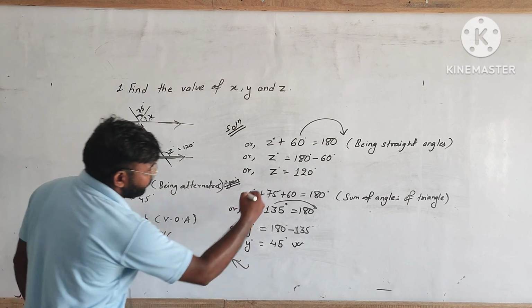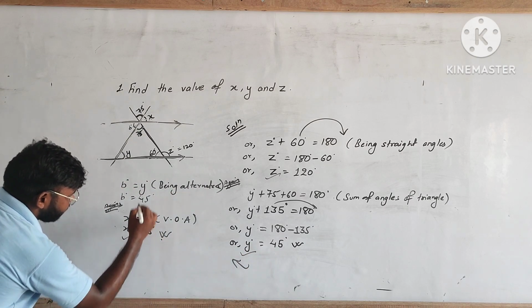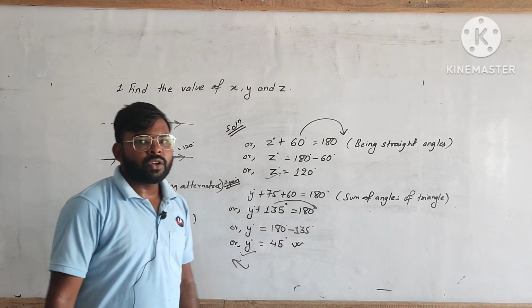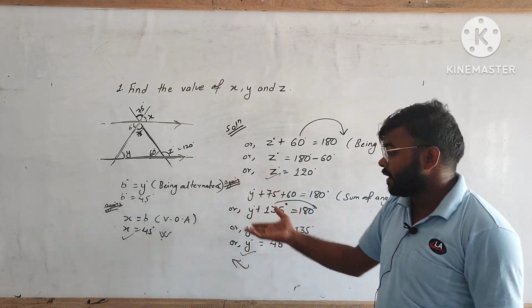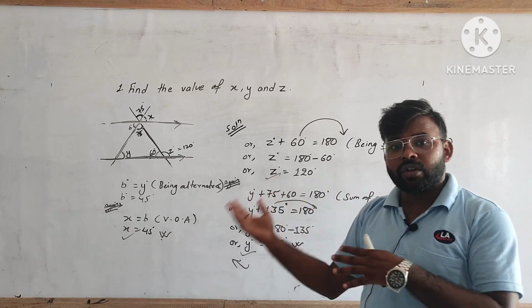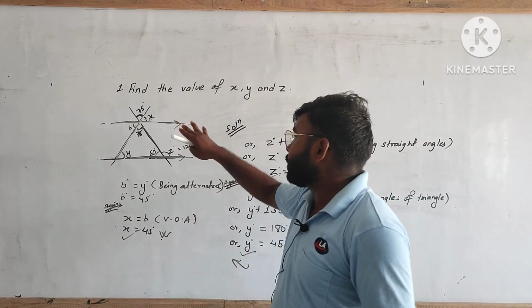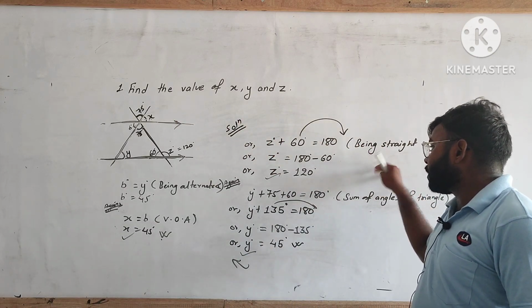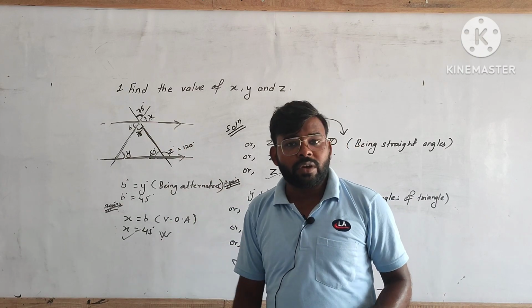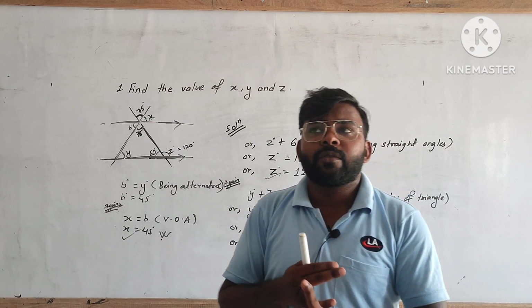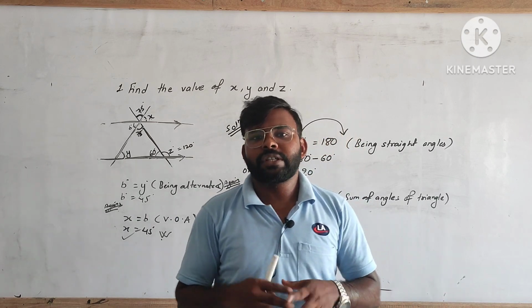So we got the value of z, we got the value of y, and we got the value of x. In this way we can find the value of these angles, and according to this we can solve the questions. If you have any confusion about alternate angles, cointerior angles or corresponding angles, you can watch my previous video that I have already posted. So this is for today.